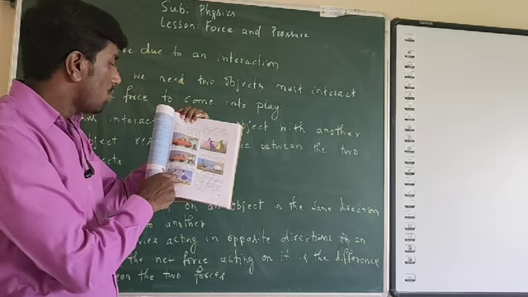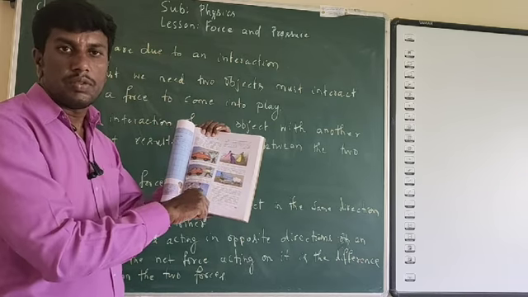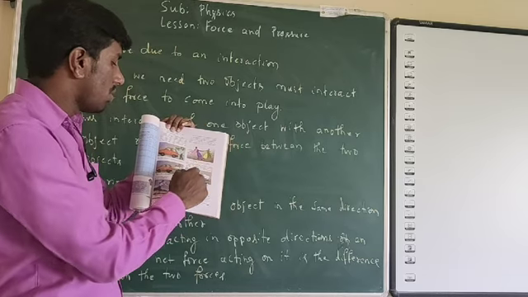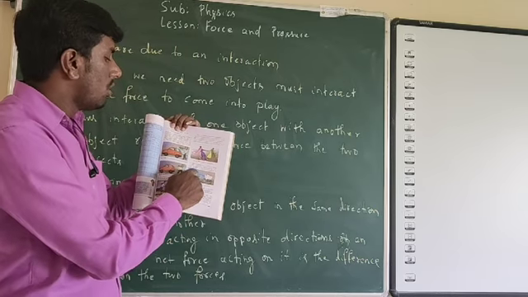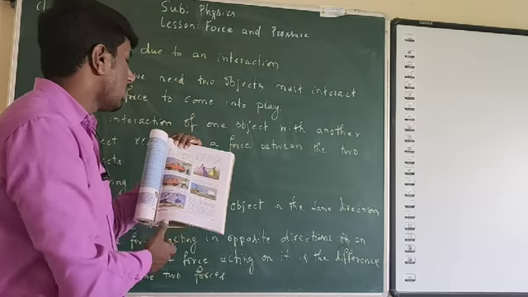So here, who is pushing whom? Again, both are pushing each other. Here, both are pulling each other. You can observe these two pictures. Here, who is pulling whom? He is pulling the cow, right? So these are the pictures showing that forces are due to interaction.